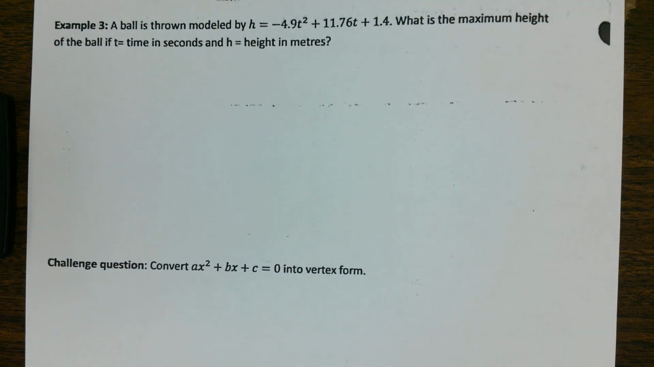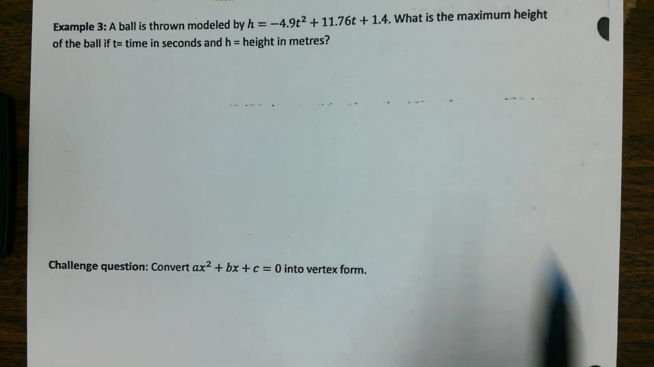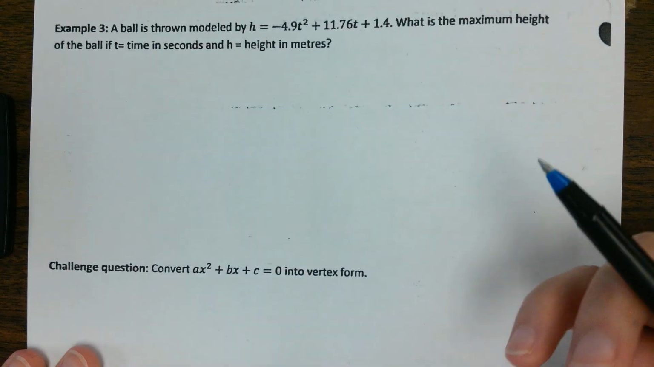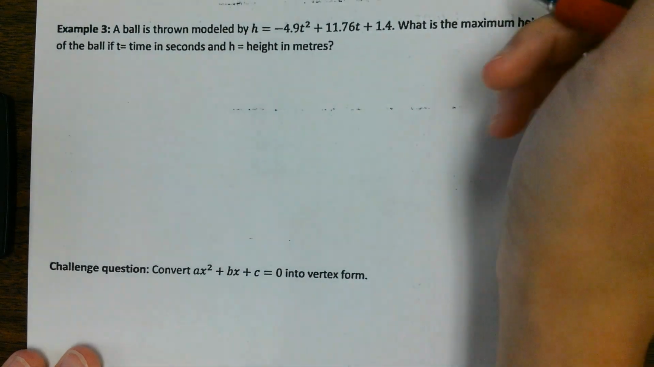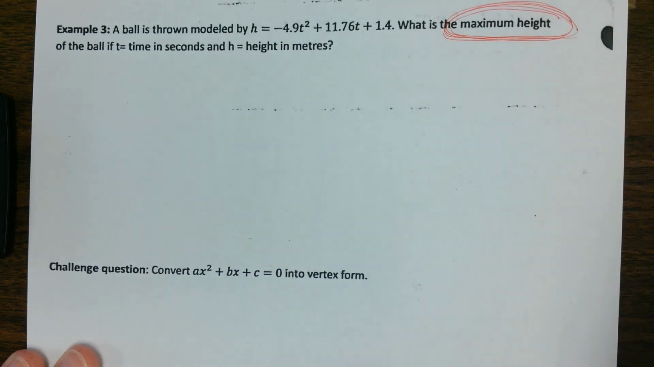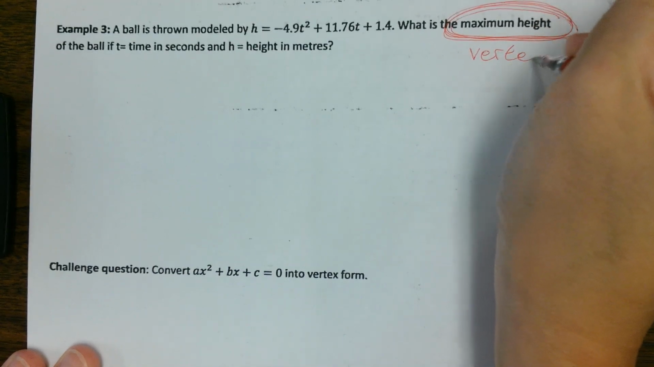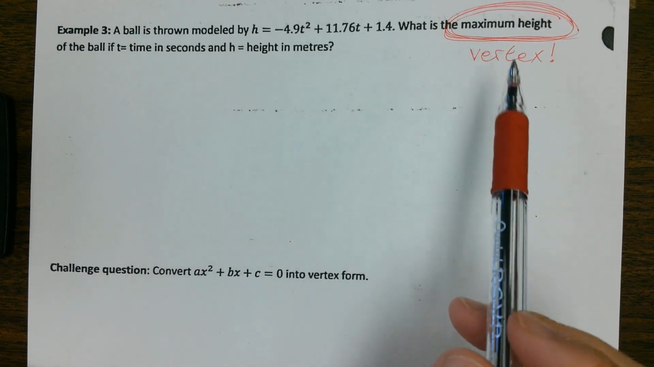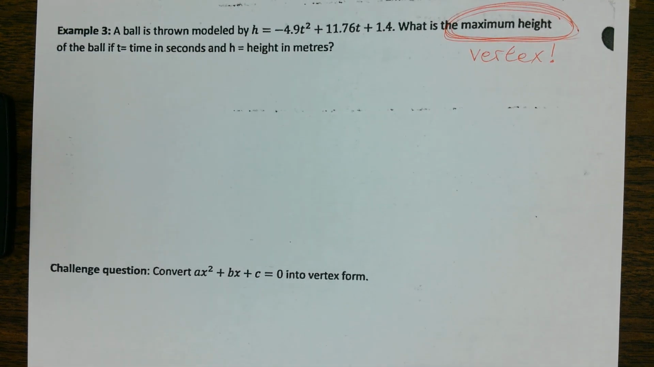Okay, so a ball is thrown by this equation. What is the maximum height of the ball if we use t as time and h as height? Okay, so the question asks for maximum height, aka what is it asking for? Vertex, good. Exactly. So on this next test, I'm not gonna just say find the vertex, find the axis of symmetry, find the zeros. I'm gonna use word problems like this, like maximum height. What is the maximum height? That means I need to find the vertex. When does it land on the ground? That means I need to find the x-intercept.